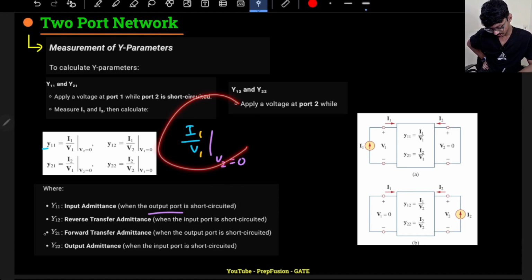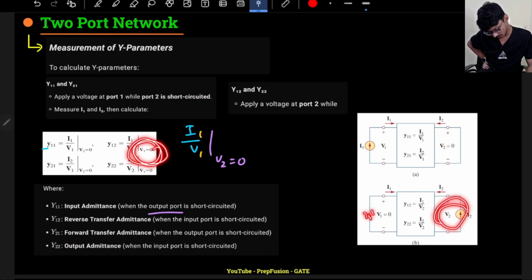This is how you remember these names. Why is it called reverse transfer admittance? Reverse, because I'm applying the voltage on the output port and measuring the current at the input port, right? That's why it is called reverse. Here V1 is 0, and I'm applying the voltage or current source at the output and measuring the current here.